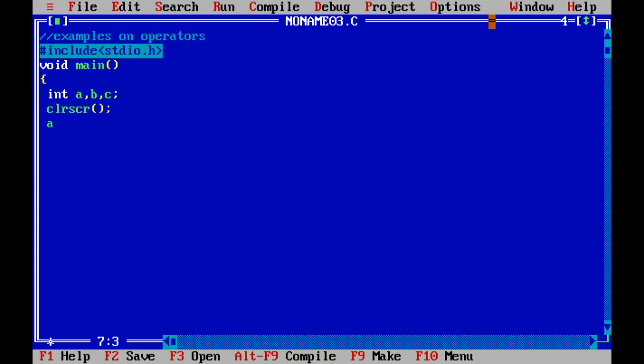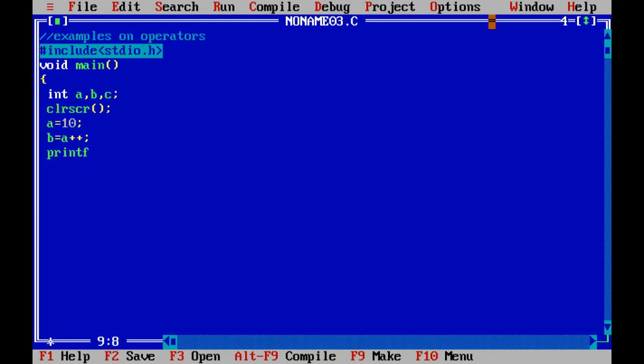I am initializing a equals to 10. I am writing b equals a plus plus. A plus plus is the increment operator. In that, two types of operators are there, that is pre-increment and post-increment. This is the post-increment operator. And this one, b equals, is the assignment operator.